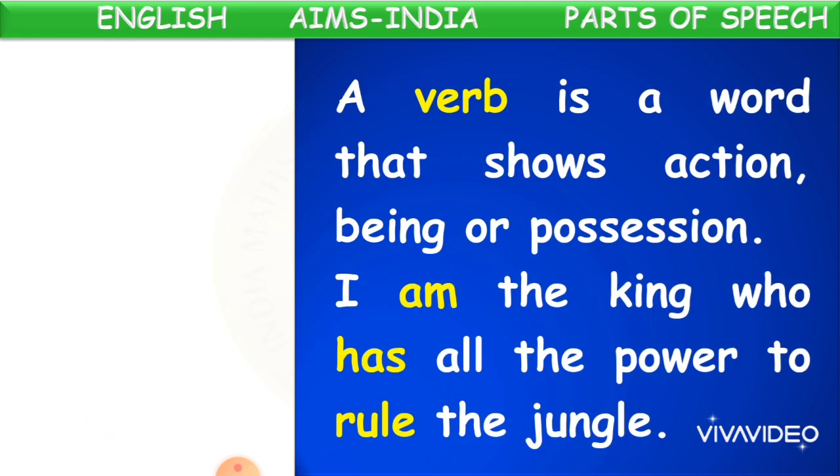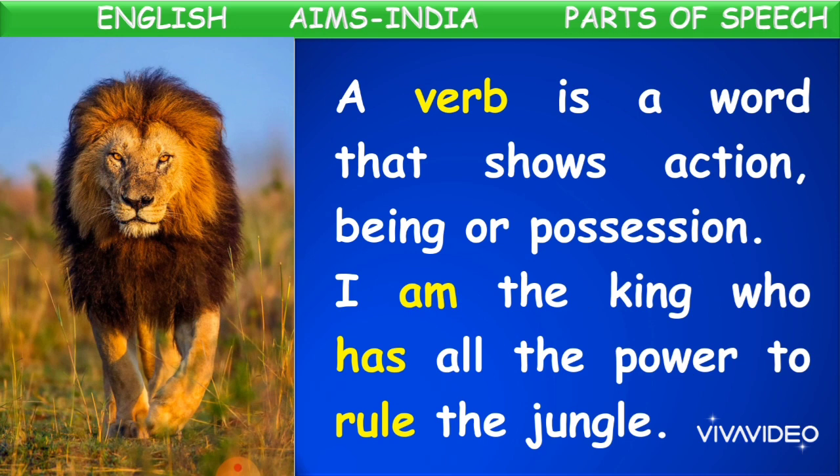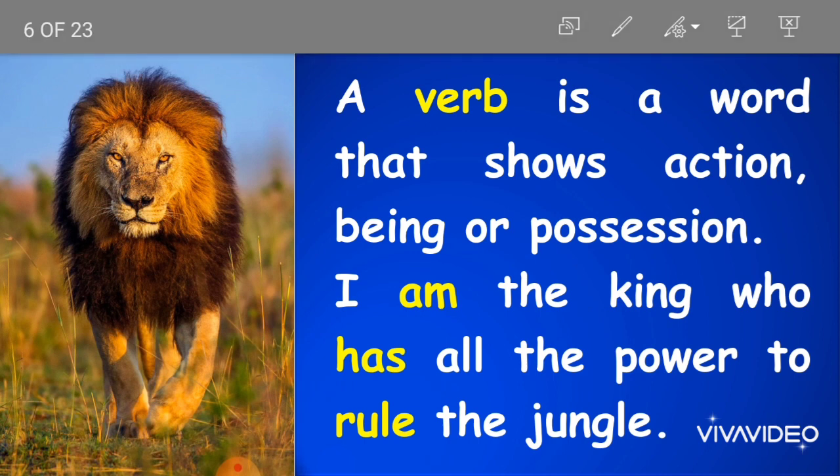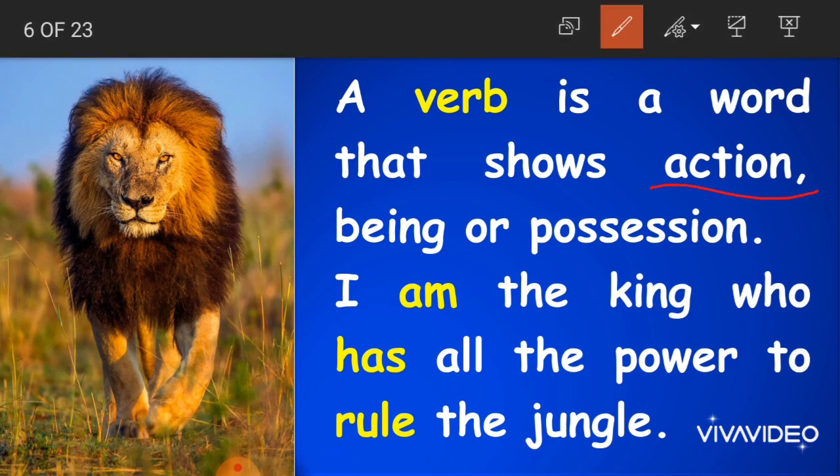Now we'll learn the next part. Yes, what is it? It is a verb. What is a verb? A verb is a word that shows action, being or possession. It is a word that shows action, being or possession. Like we have been learning since 3rd class, a verb is an action word where some action is shown.